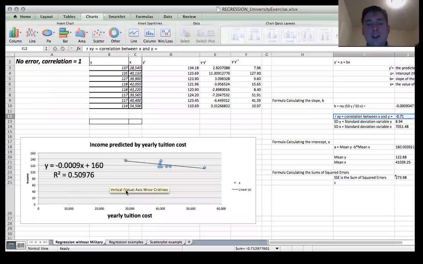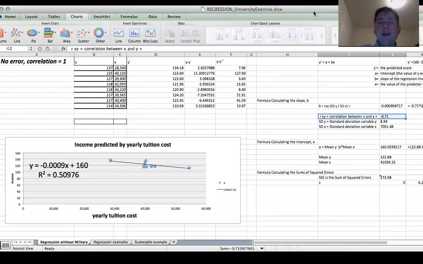50.9% of the variation is explained by the tuition cost, which is quite high, right? About half of the salary can be predicted by tuition cost. And what's probably good news is that with increasing tuition cost, your salary does not necessarily go up. That's what we learned from this simple linear regression here.